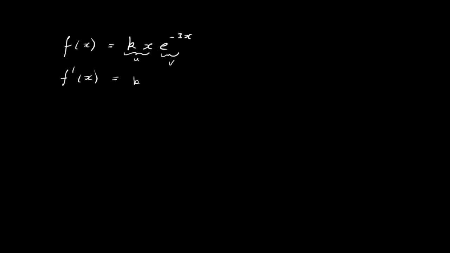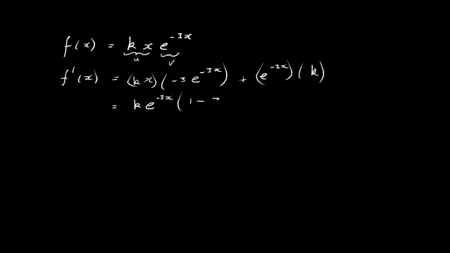So it's u dv dx. So the dv dx is going to be minus 3 e to the power of minus 3x, plus v, which is e to the power of minus 3x. And du then is just going to be k. So again, once you tidy that up, you'll end up with k e to the power of minus 3x, 1 minus 3x in here. So this is my first differential.